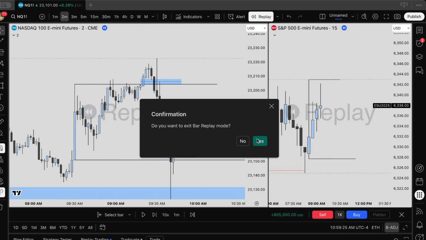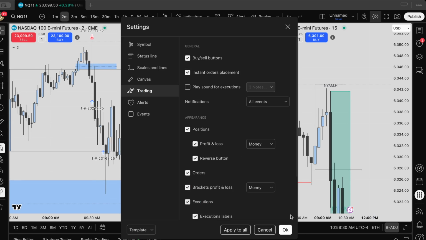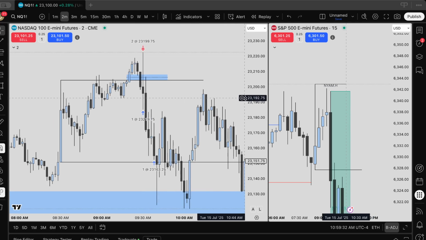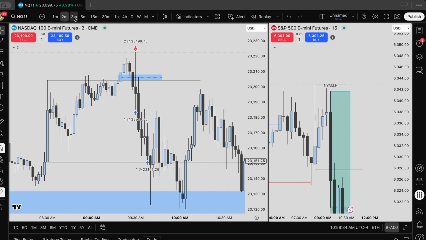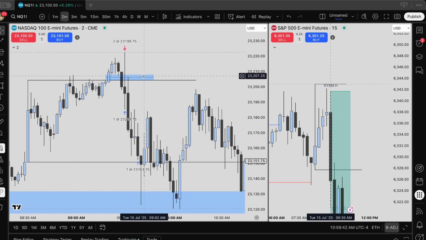Now, if you want to see those executions, you can see them right here. As you can see, I got stopped out on that first attempt, right? I got wicked out of the trade. My stop was at this high and I got stopped out, and I was willing to give this trade a second try. So I entered again, and then my stop went at this high here.